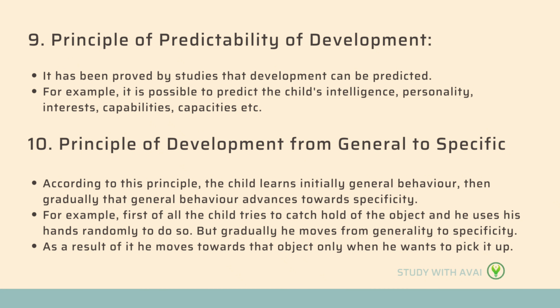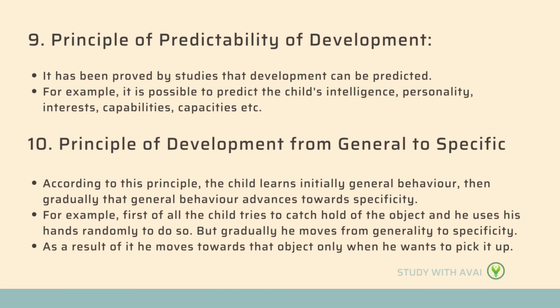9. Principle of predictability of development. It has been proved by studies that development can be predicted. For example, it is possible to predict the child's intelligence, personality, interests, capabilities, capacities etc. 10. Principle of development from general to specific. According to this principle, the child learns initially general behavior, then gradually that general behavior advances towards specificity. For example, first of all the child tries to catch hold of the object and he uses his hands randomly to do so. But gradually he moves from generality to specificity. As a result of it he moves towards that object only when he wants to pick it up.